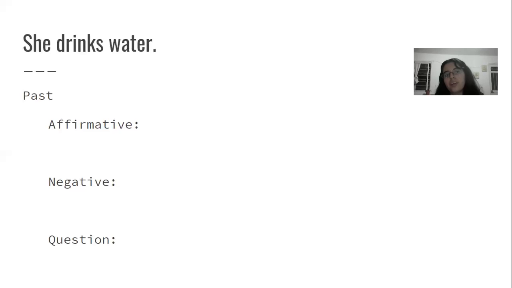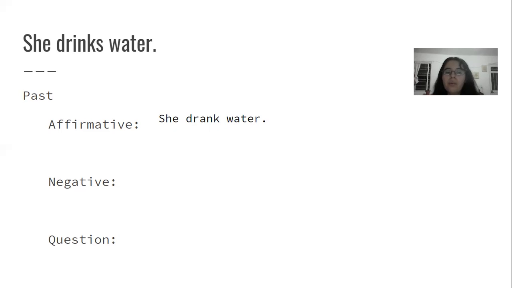Next one, she drinks water. This one's also in the simple present. How do we make it into a simple past, affirmative, negative, and question? Let's start with the affirmative. How do we make it into the affirmative of the simple past? So it would be, she drank water. Also, drink is an irregular verb, so it has to change. Drink, drank. So it would be, she drank water.